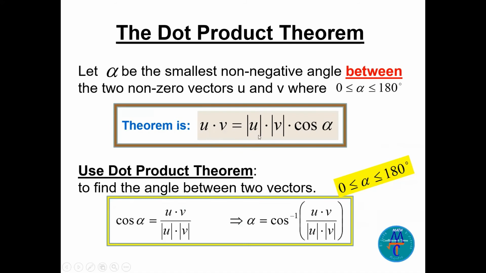Now from this one, you can divide; this is a number, magnitude of u, magnitude of v. You can divide by these two numbers. You will get cosine of alpha equals u dot v divided by the magnitude of u times the magnitude of v. Now you can find alpha as cosine inverse of this number, whatever this number is. It can be a simple or not simple number.